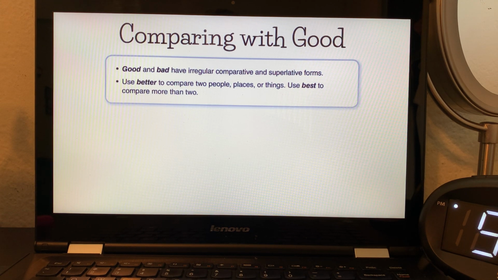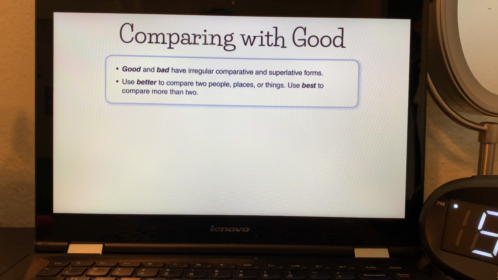This week we are comparing with the base words good and bad. That might sound really simple right away, but what I want you to notice moving forward is how often these words are misused and said incorrectly. Don't call people out on it because that's embarrassing, but just notice it.